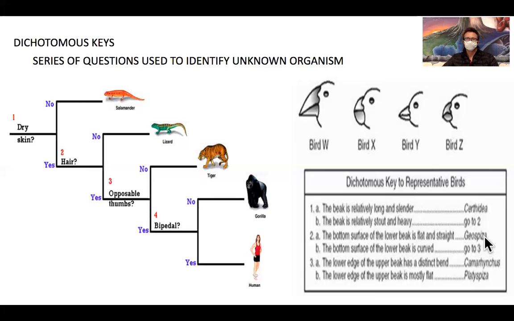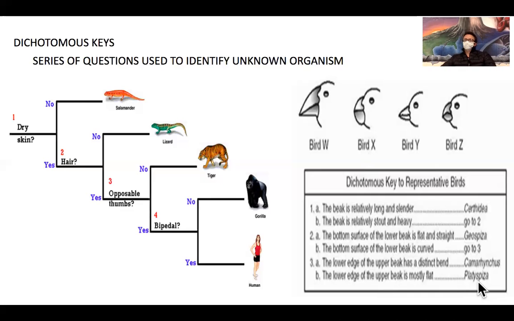Geospiza, okay? I want you to look at bird X. Long and slender or stout and heavy? Definitely stout and heavy, right? Bottom surface flat or curved? Curved. So now we got to go to 3. The lower edge of the upper beak has a distinct bend. The lower edge of the upper beak is mostly flat. So if we look at the upper beak, the lower edge, what do you guys think? Mostly flat. So what is it? Platypus pizza. How do we feel about those? Not too hard, right?